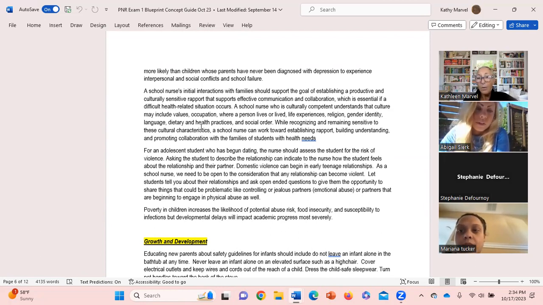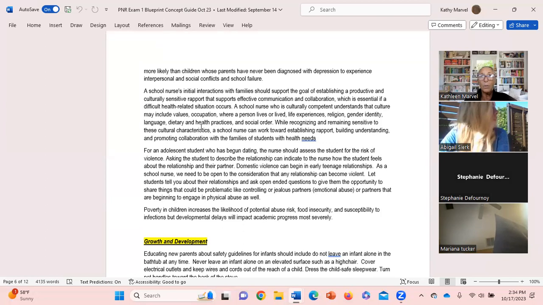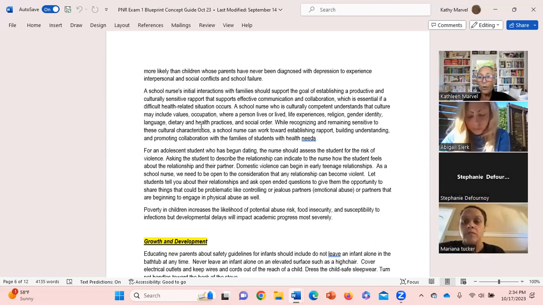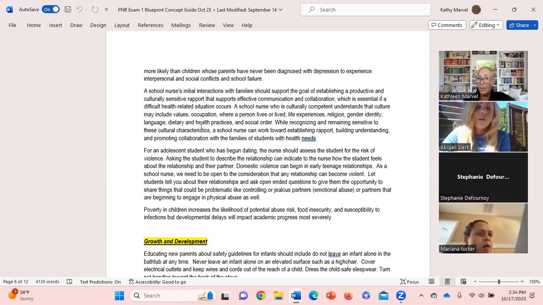What if their culture is against immunizations? What if their culture is against certain food being served in the cafeteria? What if their culture prevents them from certain discipline at school? It's important for you to know about those.